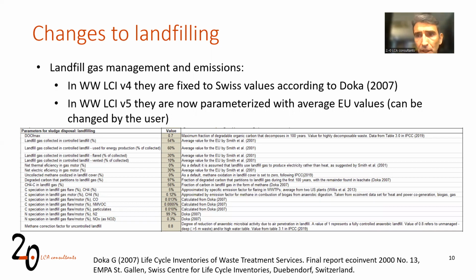In fact, the list is for the whole list of parameters related to landfilling, so things that the user can change related to landfilling. In terms of landfill gas, you can see that we have a certain percentage of landfill gas collected, percentage for collected gas that is going to be used for energy production or flared or vented. You have the thermal and electric efficiencies of the landfill gas motor. And so all these parameters here can be changed by the user if you want to reflect different conditions. This is always for a controlled landfill.